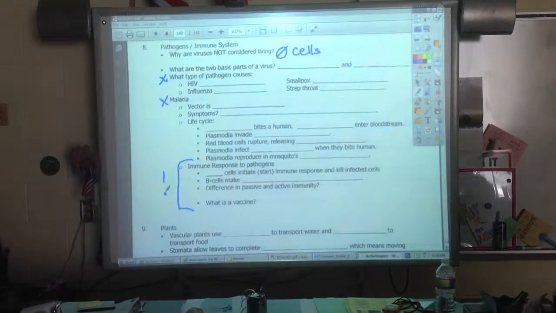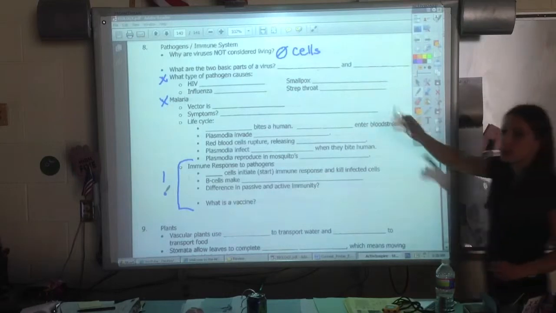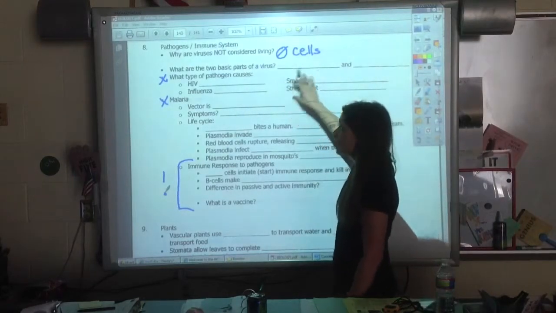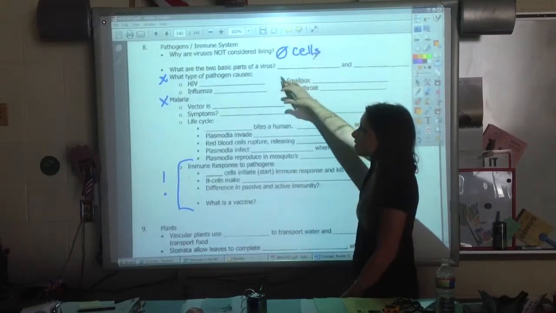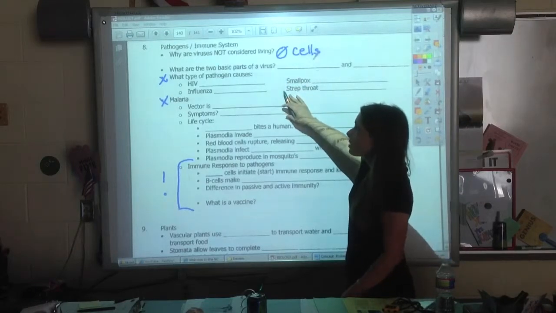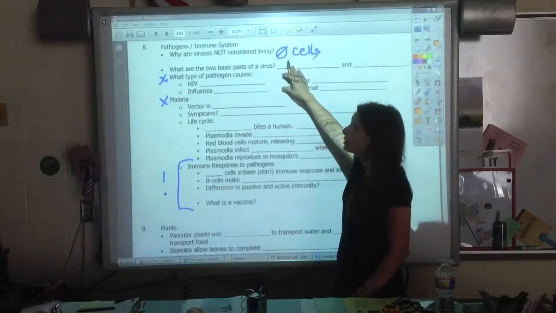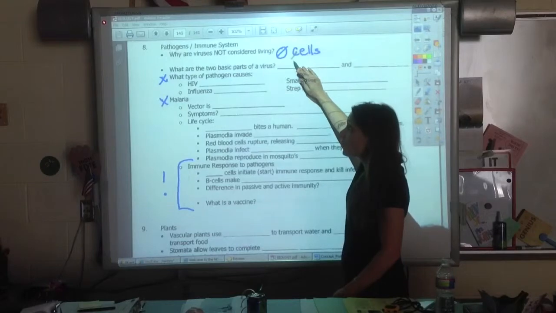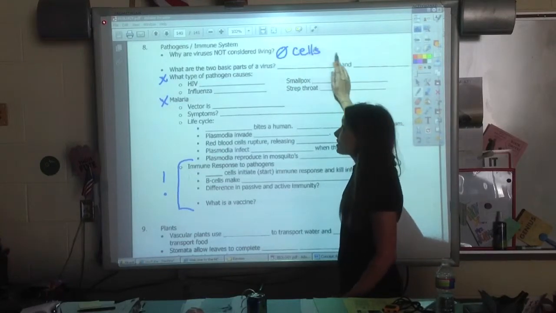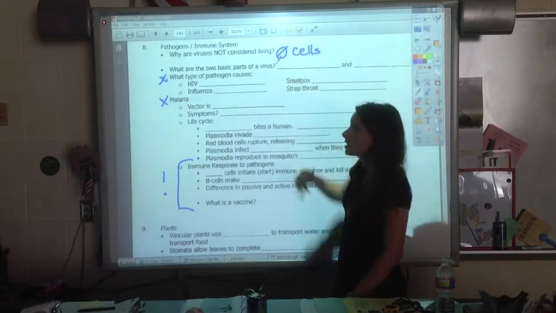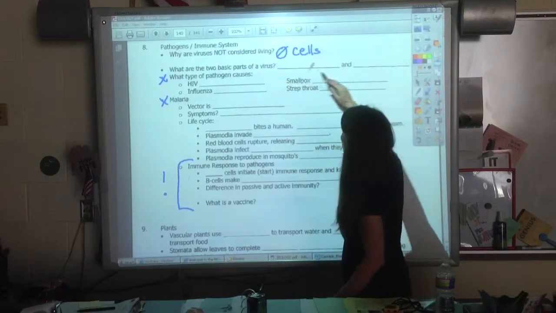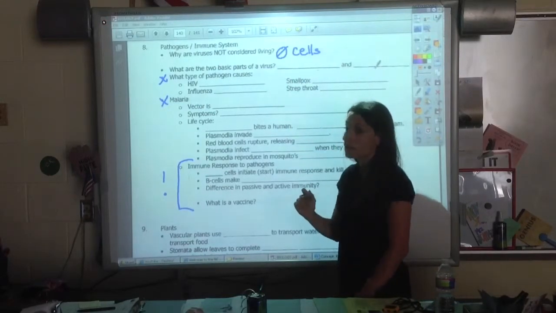Okay, so just to resume a little bit, finishing this study guide, moving on to the next page, there were some things that we crossed out. So when we look at pathogens in the immune system, you do need to know what viruses are. They are not cells, and so they're not really considered living. But you should be able to find the two basic parts of a virus.